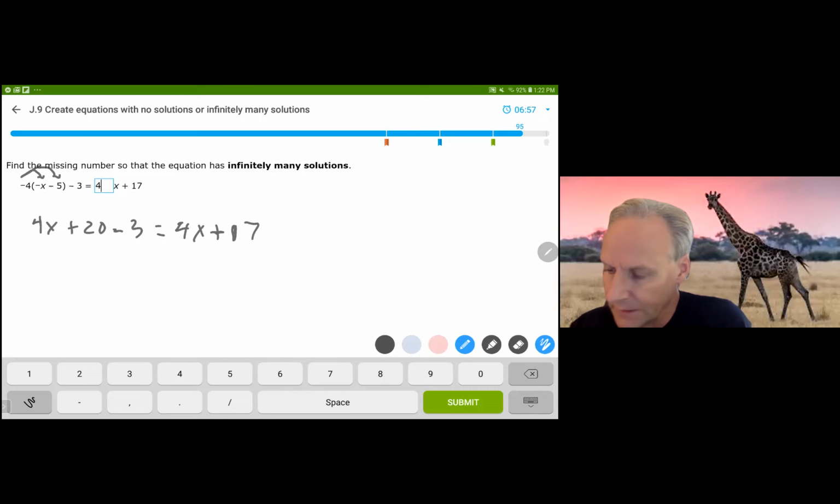Starting to do that thing Khan does. There it is. 20 minus 3 is 17, so they're equal, and it is an identity.